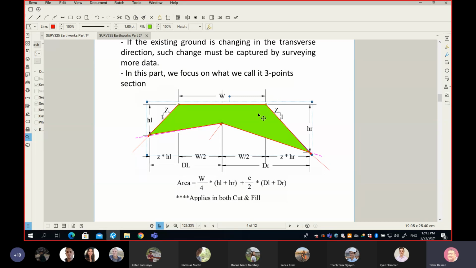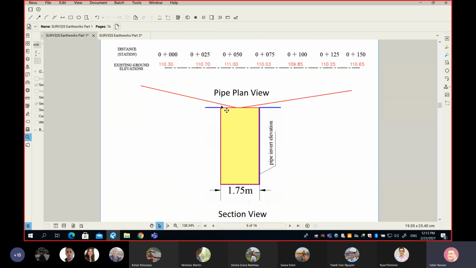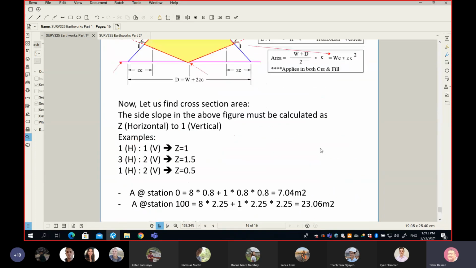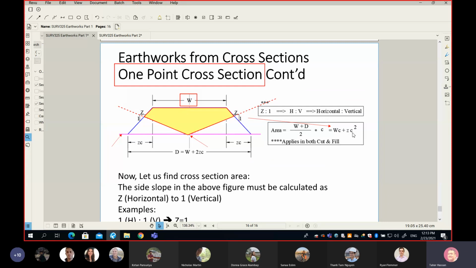Now let's move on to the implementation. So we have surveyed 3 points. I know the elevation under the center line, the elevation on the left, and the elevation on the right. Now my question for you guys: can I still use W multiplied by C plus Z multiplied by C squared, or does this equation not work anymore? Are you following? Given that I'm now working on a 3-point cross section, can I still use this equation here? What do you think?